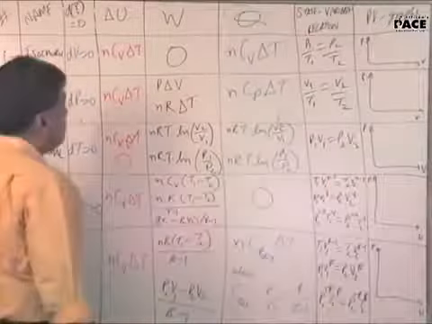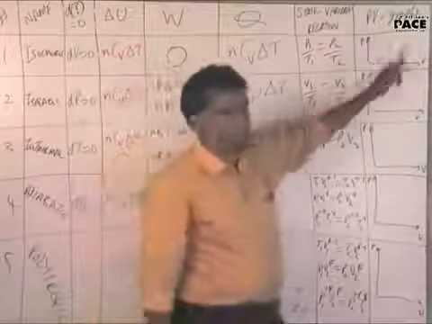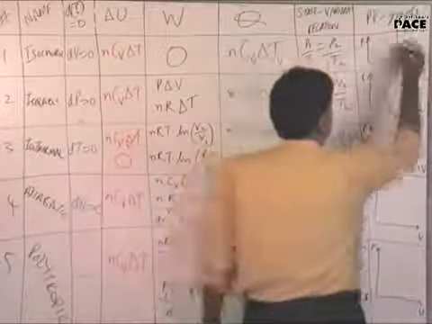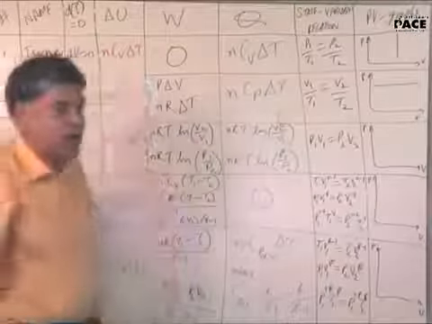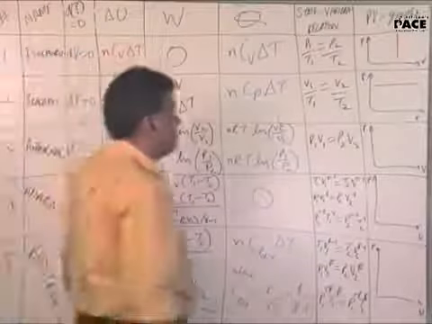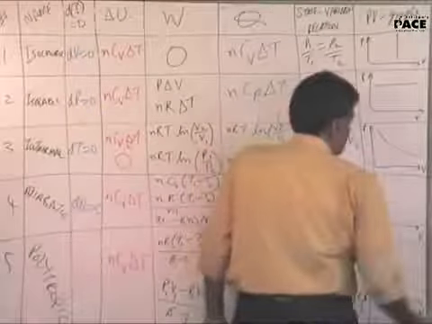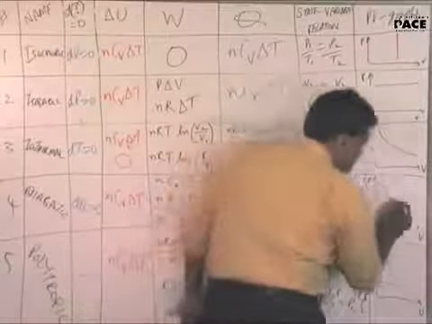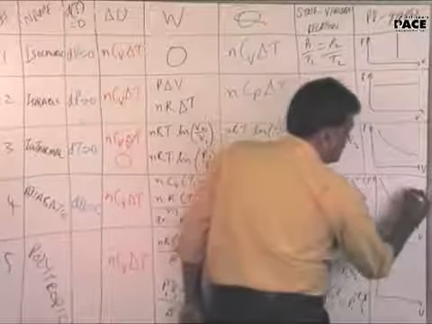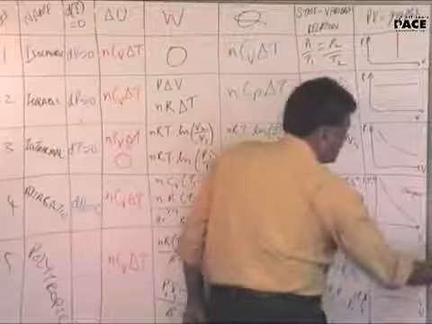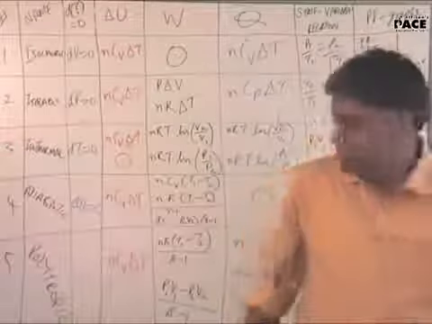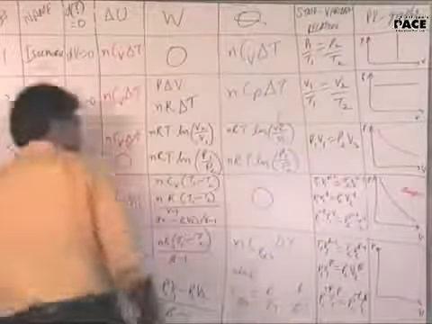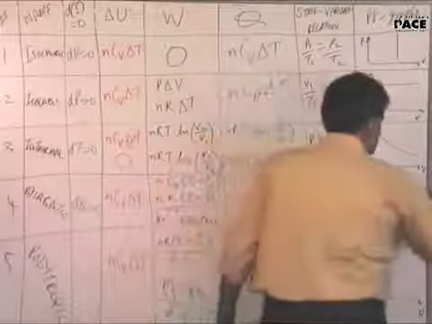We have to draw the PV graphs for all of them. What's the PV graph for the isochoric process? A vertical line. Horizontal line for isobaric, isothermal is a rectangular hyperbola, and for adiabatic, steeper. I'm just writing the word steeper here. You understand what I'm talking about? Or rather, we can write the slopes there. That will be helpful for us. Let's write down the slopes.